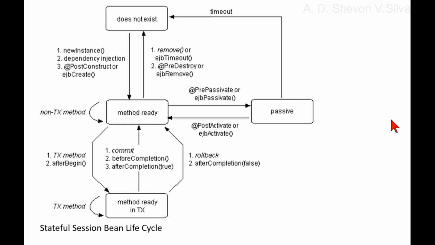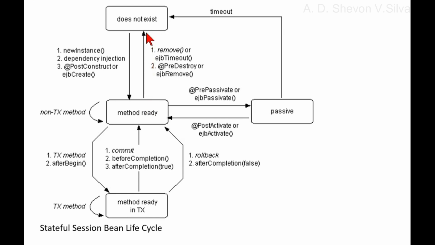Here you can see does not exist interacts with method ready: new instance, then dependency injection, then PostConstruct annotation or EJB create method are passed from does not exist to method ready, and from method ready to remove or EJB timeout, then at PreDestroy annotation or EJB remove are passed from method ready to does not exist.